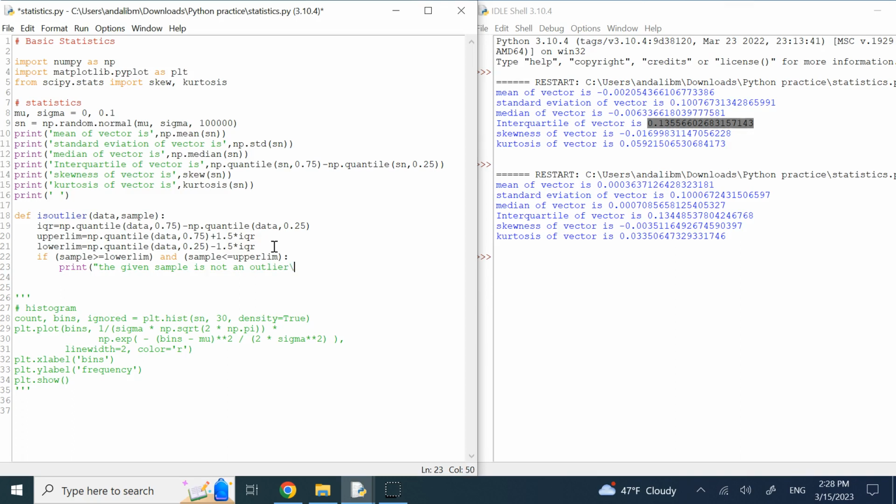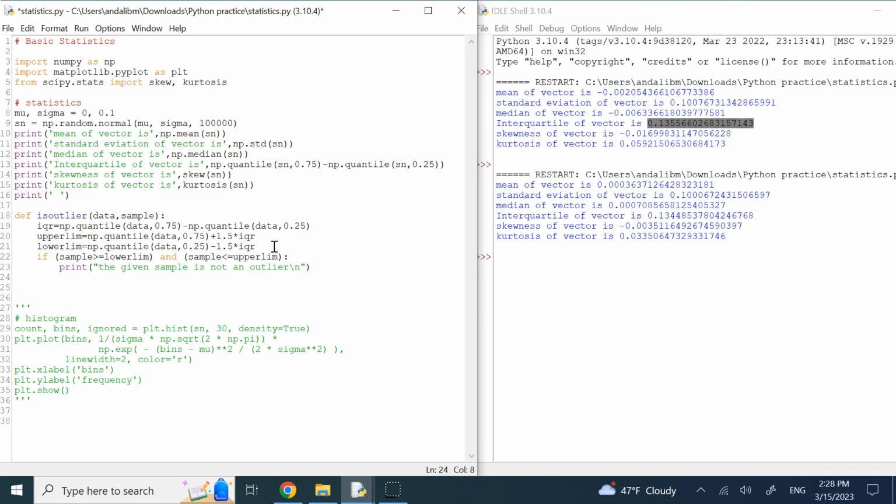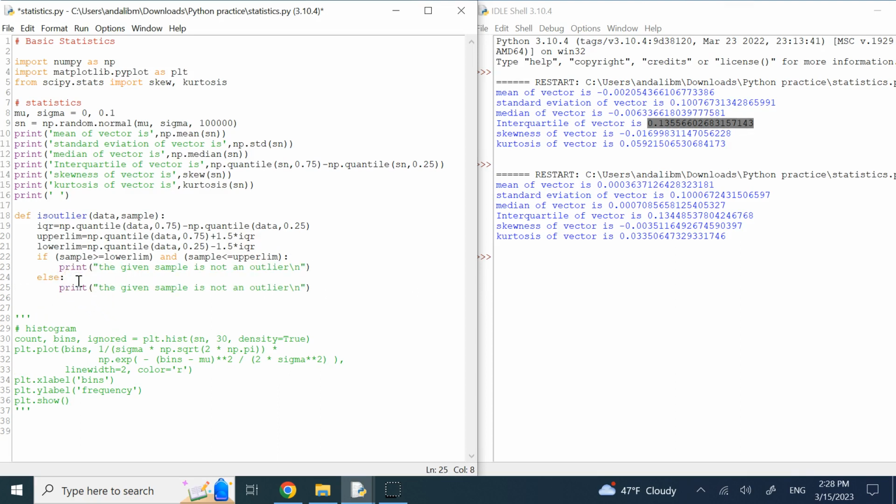And then else, and then if that's not the case, you print that it is an outlier. Okay? And that's it. So now that I have my outlier function, which I call is outlier box method.